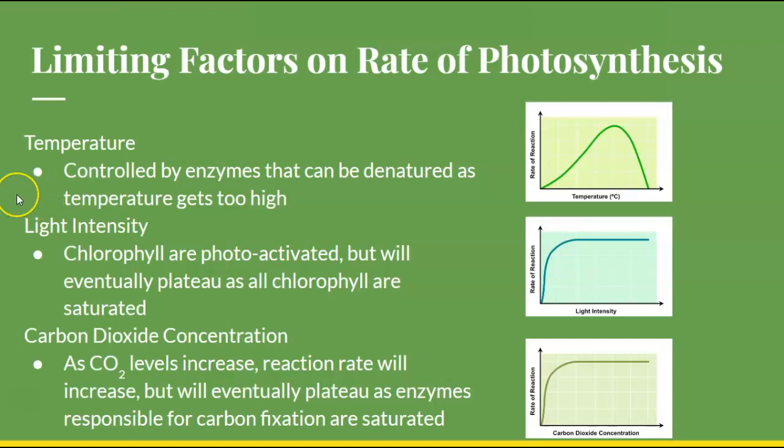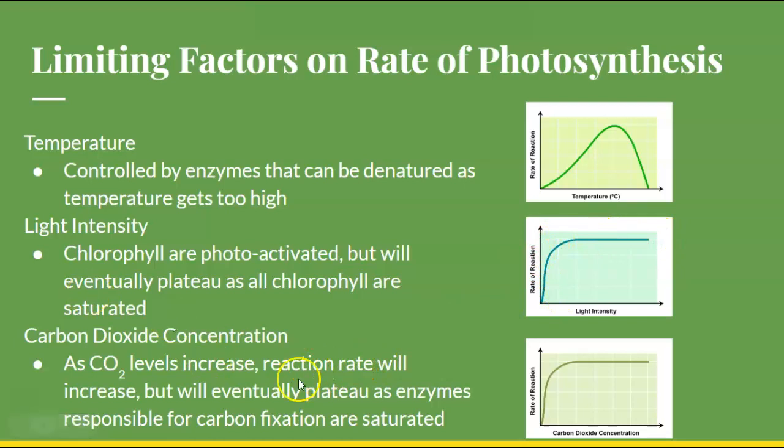There are some limiting factors, and we've talked about limiting factors on enzymes before. They are similar limiting factors on photosynthesis. So temperature, again, enzymes can be denatured if temperature is too high, and they also slow down significantly if temperature is too low. Light intensity, chlorophyll are photoactivated, but will eventually plateau as the chlorophyll becomes saturated. We've seen this before when we're talking about substrate concentration. So this is the same thing, right? We are going to plateau eventually.